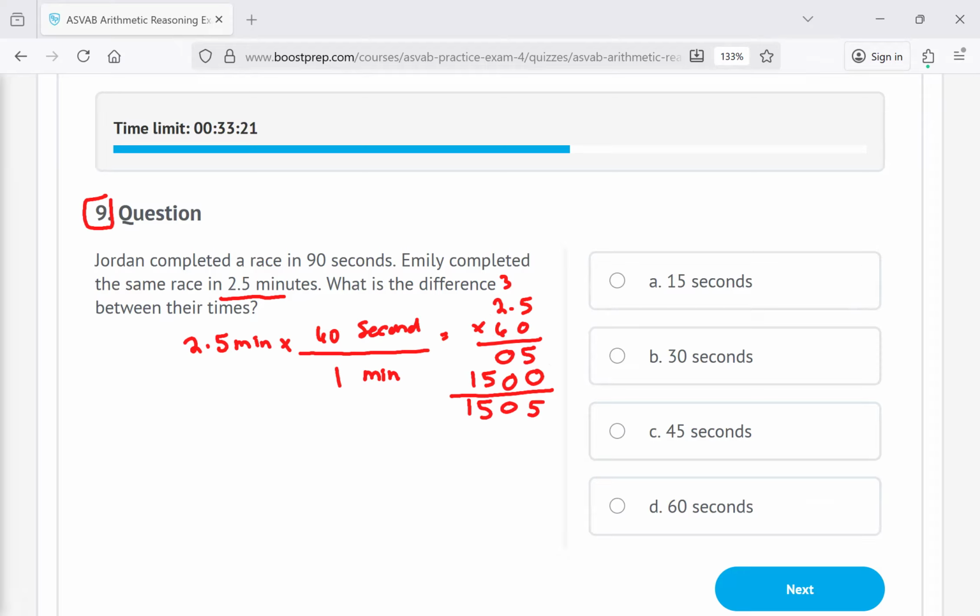And then count how many decimal places. There's a total of 1. So it's going to be 150.5 seconds. Did I do that right? We know that 1 minute is... what did I do wrong? I messed up on the simple multiplication.